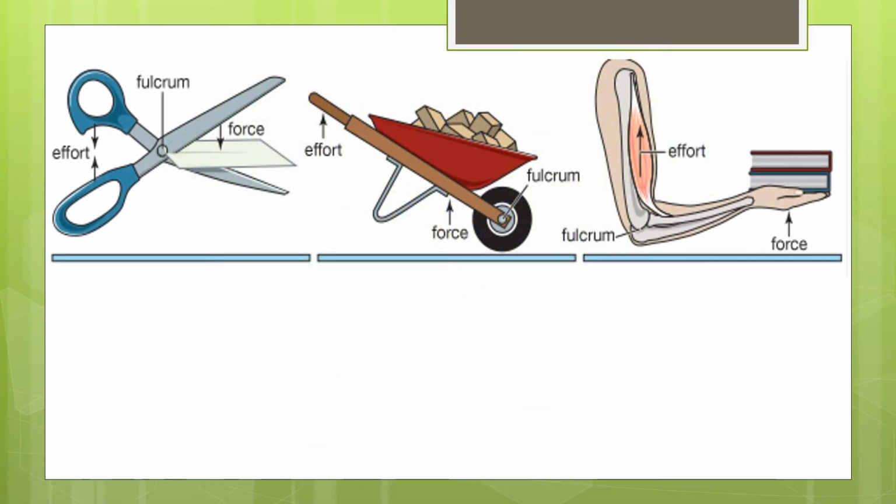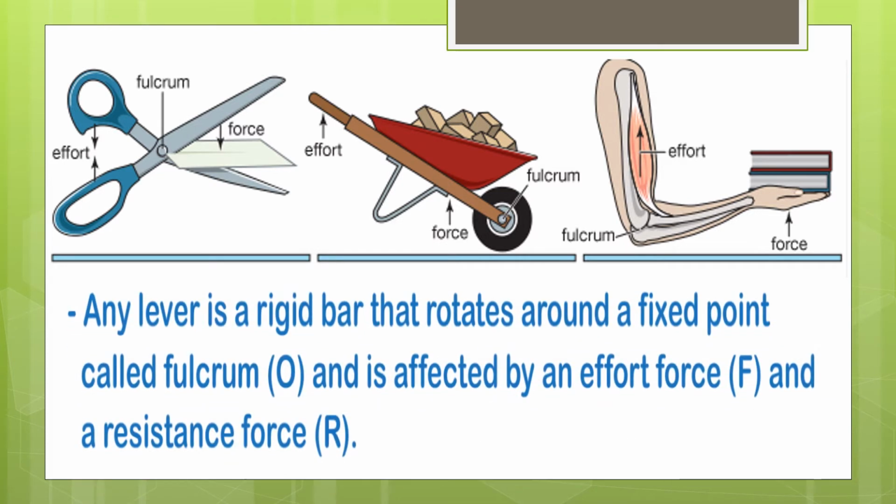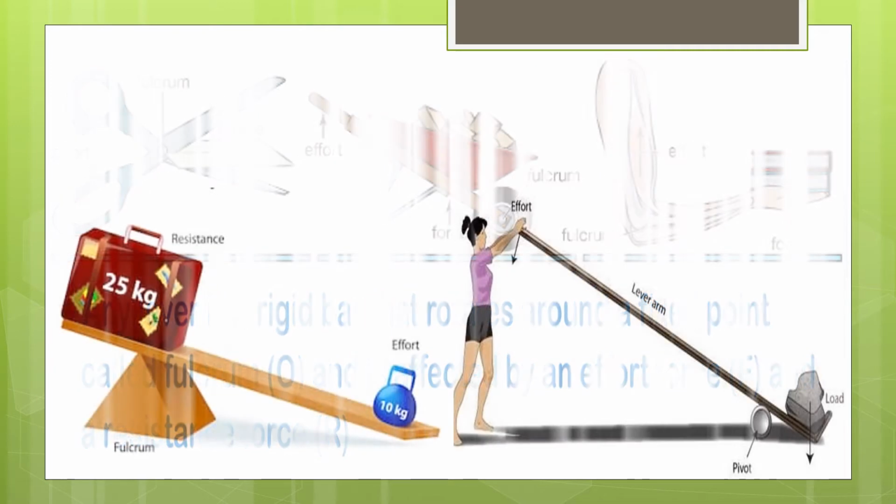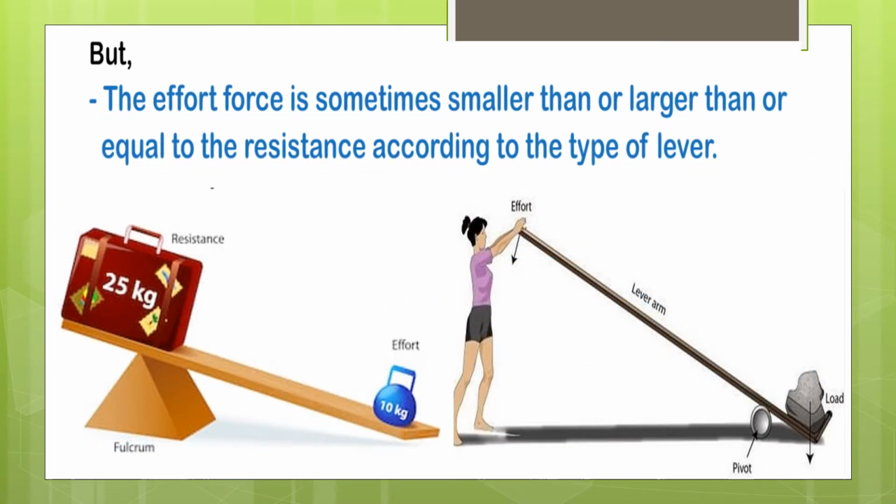I told you in the previous session that any lever is a rigid bar that rotates around a fixed point. The fixed point is called fulcrum. And any rigid bar is affected by two forces, which are effort force and resistance force. But the effort force is sometimes smaller than or larger than or equal to the resistance according to the type of lever.